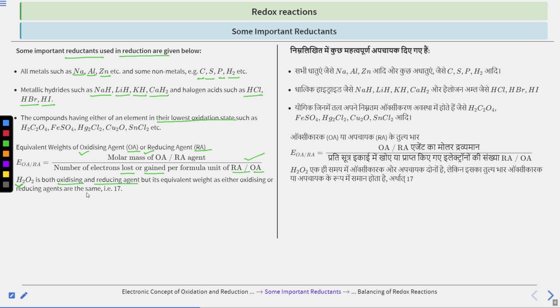It can be used as both an oxidizing or reducing agent. But if we find out the equivalent weight for H2O2, it will be the same for both oxidizing and reducing agent, that is 17. This is the point to remember.